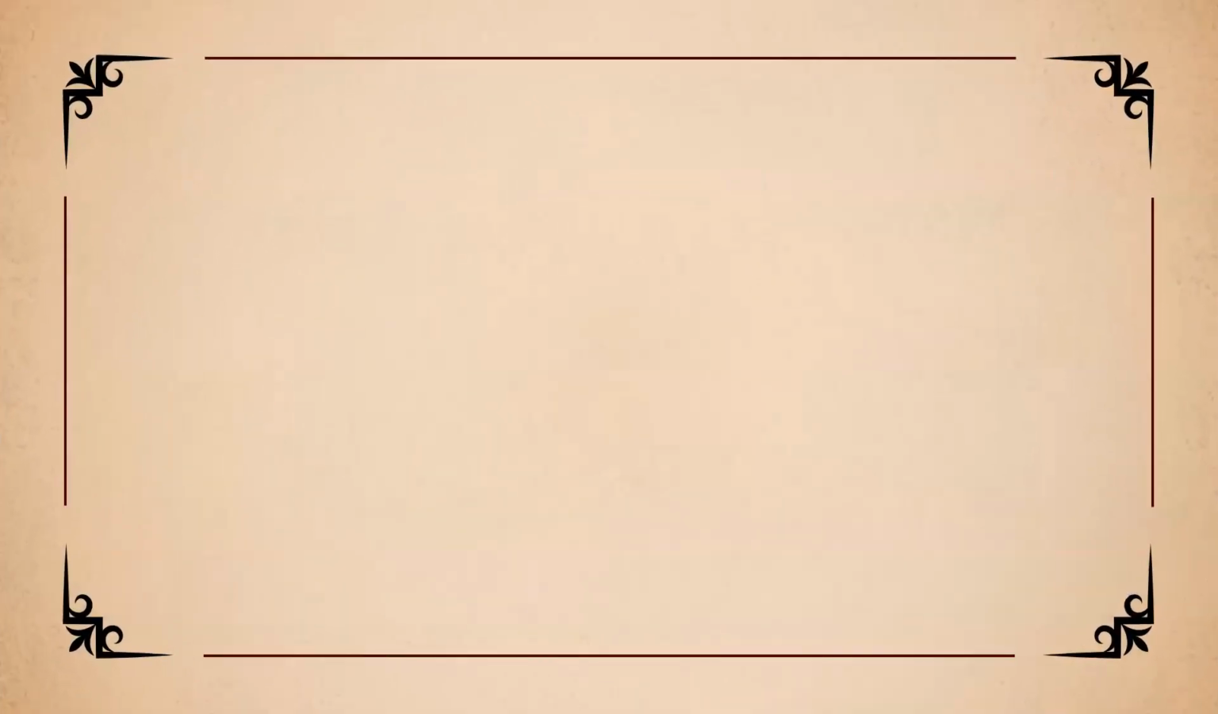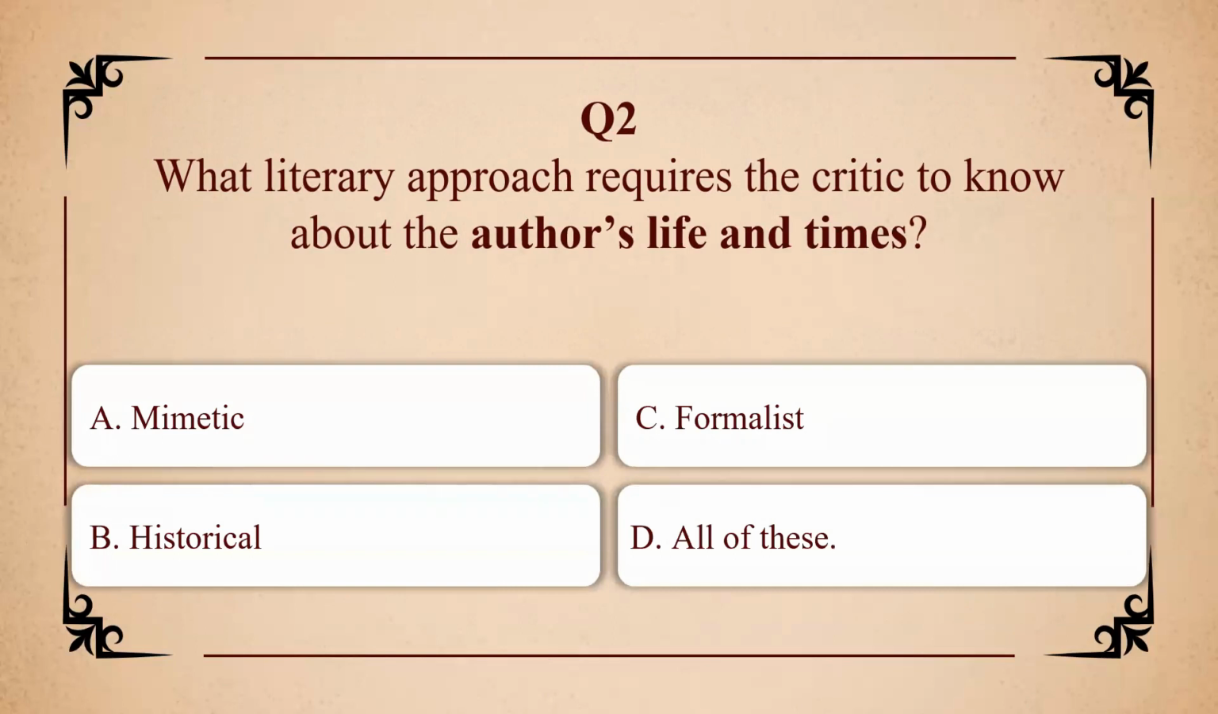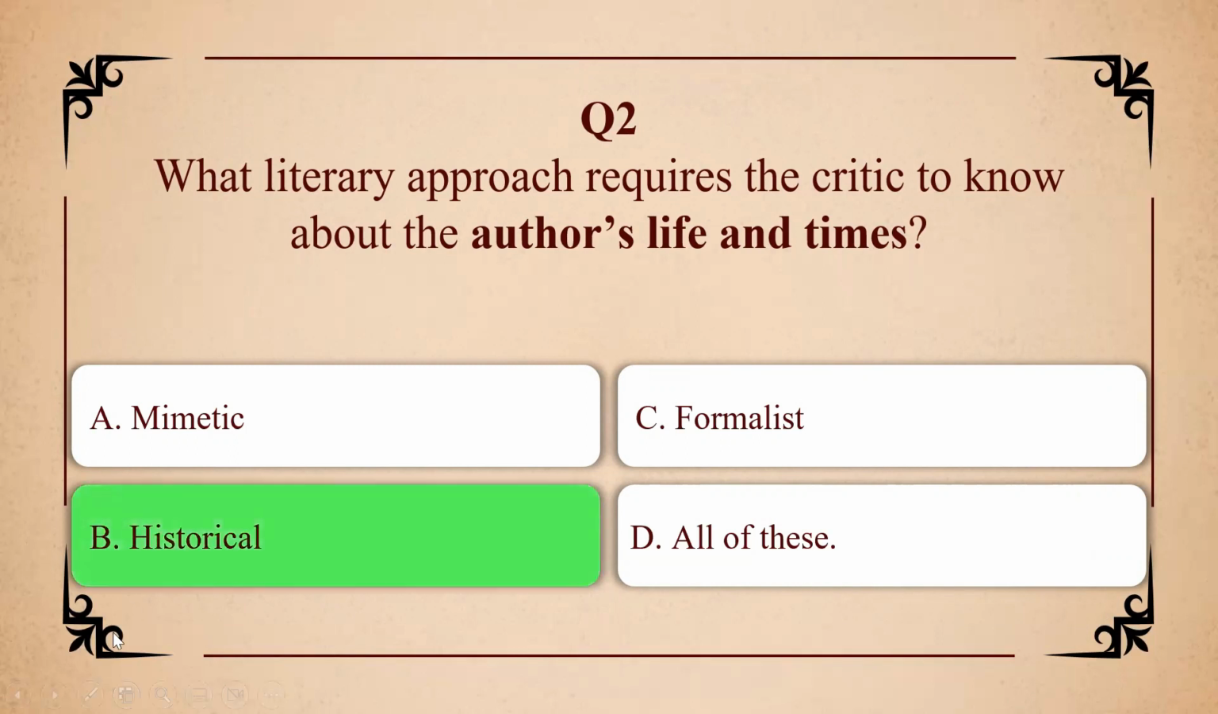Moving on to number 2. What literary approach requires the critic to know about the author's life and times? A. Mimetic. B. Historical. C. Formalist. Or D. All of these. The answer is letter B.